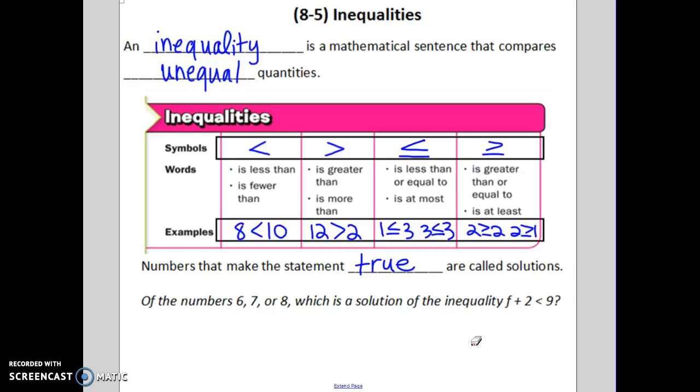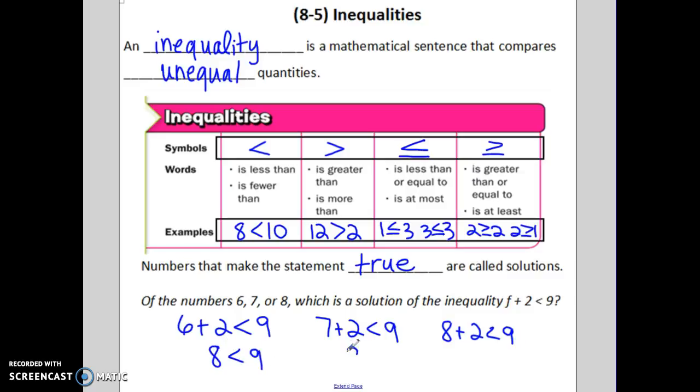Now that we have an inequality sign, we're comparing, we need something plus 2 that's going to give us an answer less than 9. So let's take a look at all three of these options. We have 6 plus 2 is less than 9, 7 plus 2 is less than 9, or 8 plus 2 is less than 9. So just like equations, we're going to solve both sides of our inequality. So 6 plus 2 gives me 8 is less than 9, 7 plus 2 gives me 9 is less than 9, and 8 plus 2, 10 is less than 9.